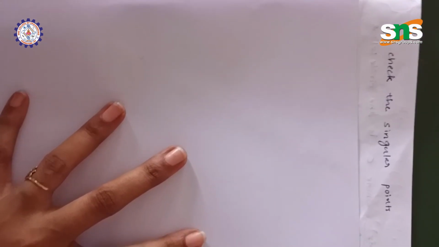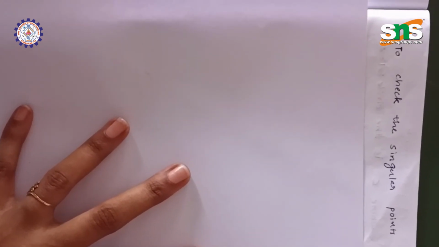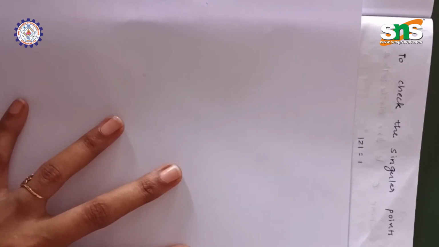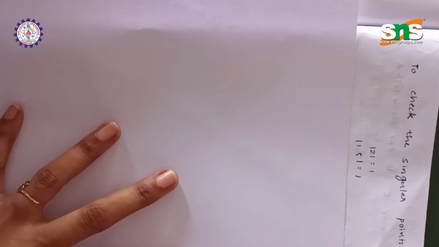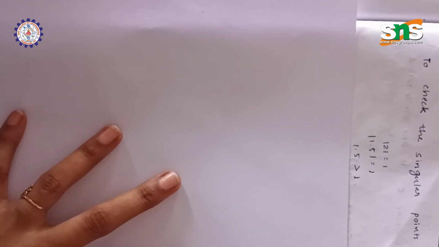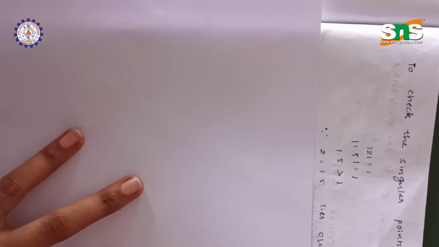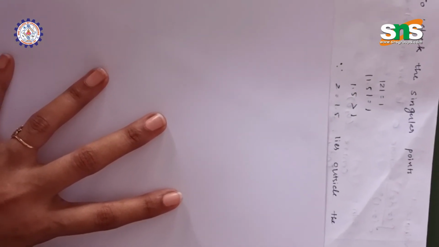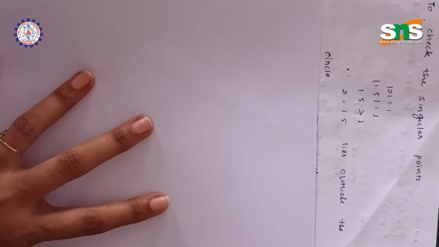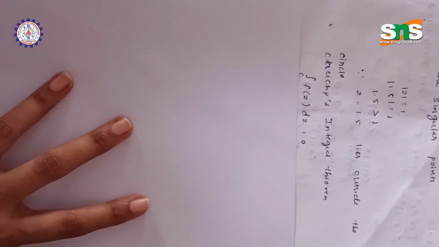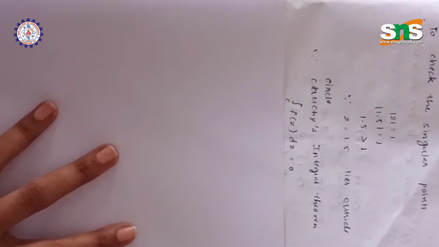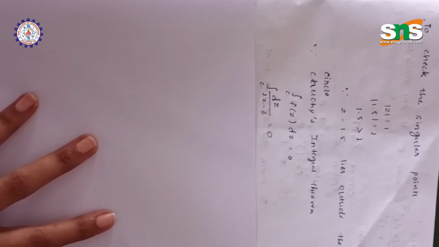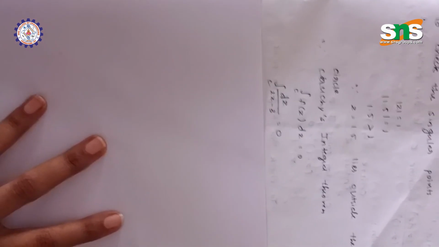Next we need to check whether the singular point lies inside or outside the circle C. The given region is mod z is equal to 1 and our singular point is 1.5. Clearly 1.5 is greater than 1. Therefore z equal to 1.5 lies outside the circle C. So we can use Cauchy's integral theorem. The given integral over C f of z dz is equal to 0. That means integral over C dz divided by 2z minus 3 is equal to 0.